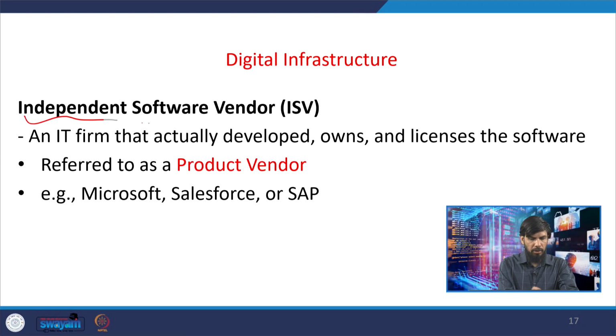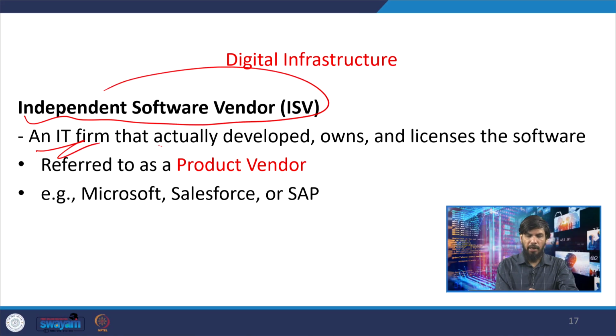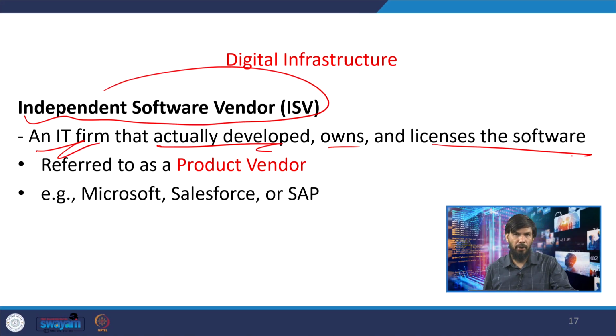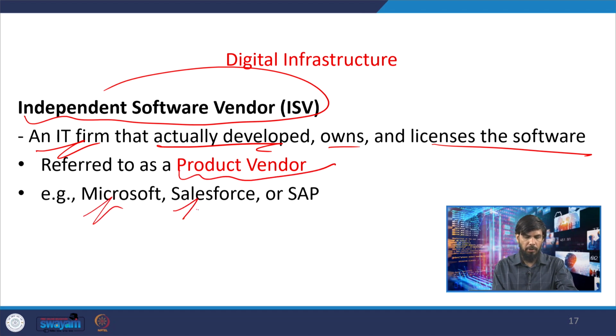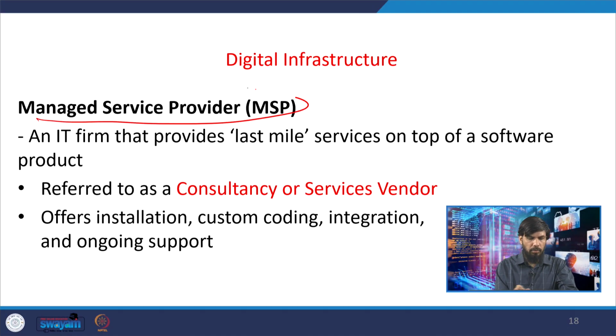So an independent software vendor is essentially an IT firm that actually developed, owns and licenses the software. So they are also referred to as product vendors. Examples are Microsoft, Salesforce, SAP. So they have their product, but there could be certain regions, certain geographies where they might not be providing ongoing support or customization or configuration support, right? They are referred to as independent software vendors because they came up with that product which is matching the processing needs of many organizations. So organizations are buying these products. Now the managed service provider fills this gap.